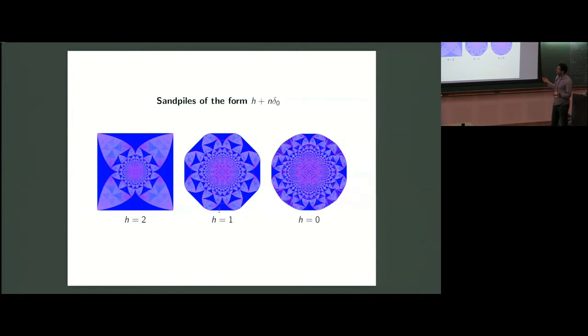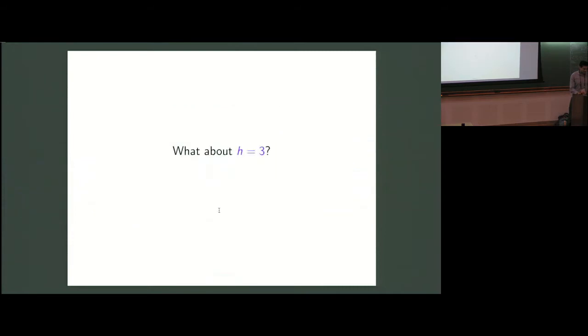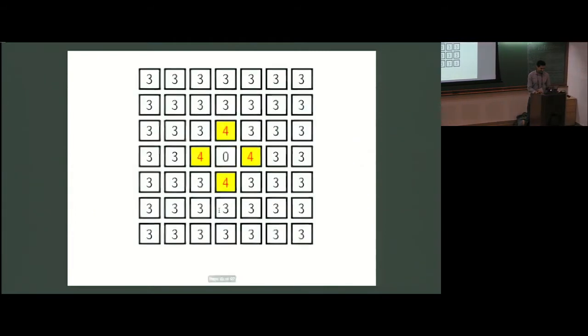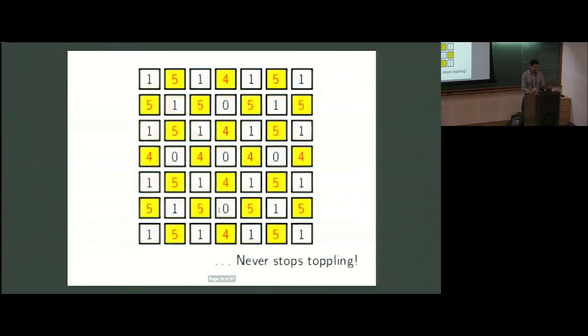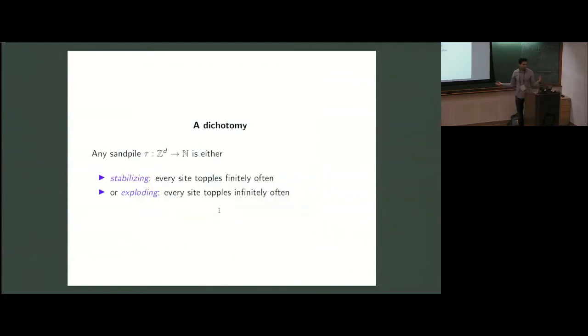And then you can try other backgrounds, okay? You could try h equals 3, but you soon discover that that's too much. So if you drop one chip on a background of 3s, it's going to set off an infinite avalanche and never stop toppling. So you've seen this dichotomy, that any sandpile is either stabilizing or exploding. So if you start in Z^d with 2d minus 2 chips background everywhere, and then you drop n chips at the origin, you will get a cube.